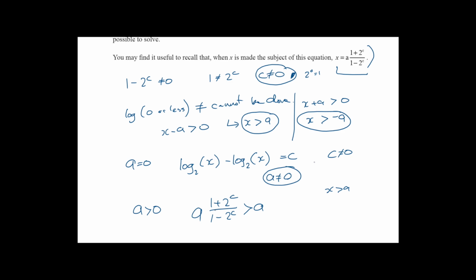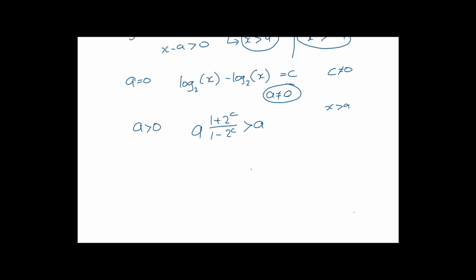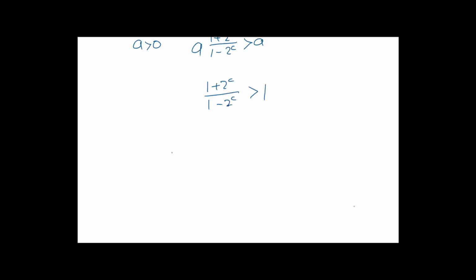So that means we can cancel out this a. We can divide both sides by a, and because a is greater than 0, we can do that because we're not dividing by a negative number. So (1 plus 2 to the c) over (1 minus 2 to the c) must be greater than 1. Let's take 1 away from both sides, so (1 plus 2 to the c) over (1 minus 2 to the c), minus 1, must be greater than 0.